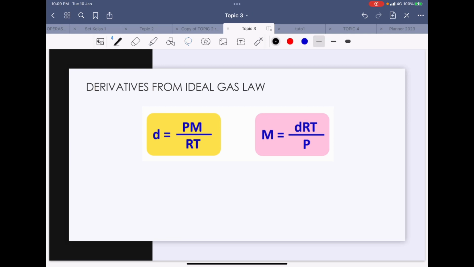Today we're going to discuss the derivation from the ideal gas law. As you all remember, the ideal gas law is denoted by PV equals nRT, where P stands for pressure, V volume, n number of moles, R is the gas constant, and T temperature in Kelvin. So how can we derive density and molar mass from this?